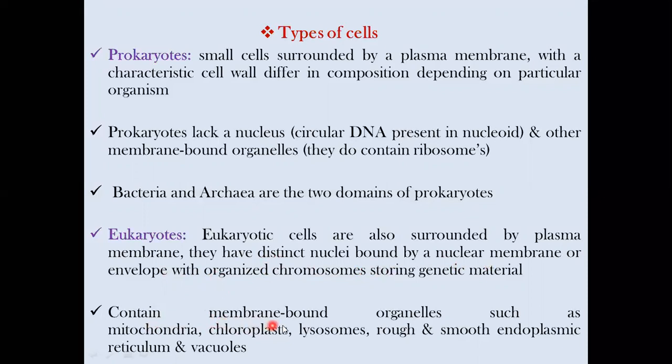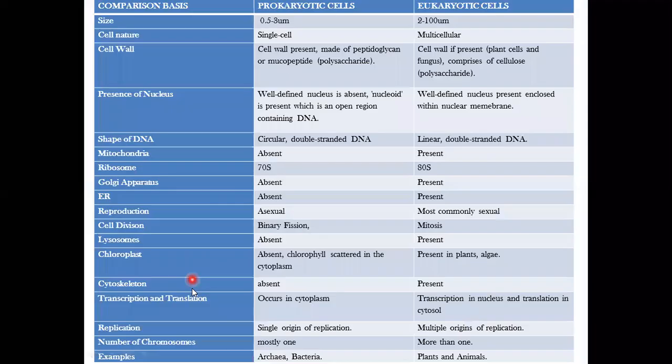Also, eukaryotes contain membrane-bound organelles such as mitochondria, chloroplast, lysosome, smooth and rough endoplasmic reticulum, vacuoles, Golgi complex, etc. Now we will do some comparison of prokaryotic and eukaryotic cells. First one is the size. Prokaryotic cells are smaller than eukaryotic cells, generally from 0.5 to 3 micrometers, and eukaryotes are from 2 to 100 micrometers. So this is a big difference in size.